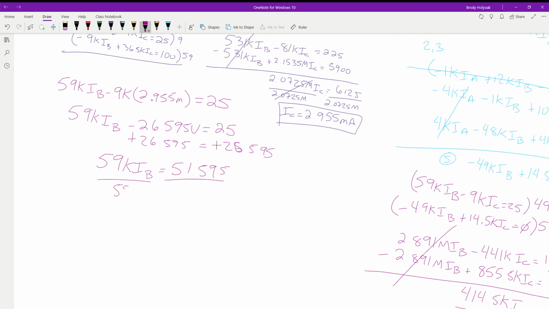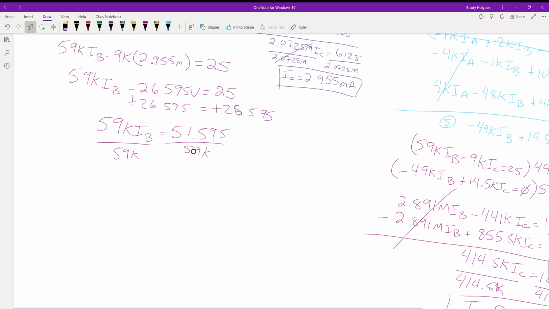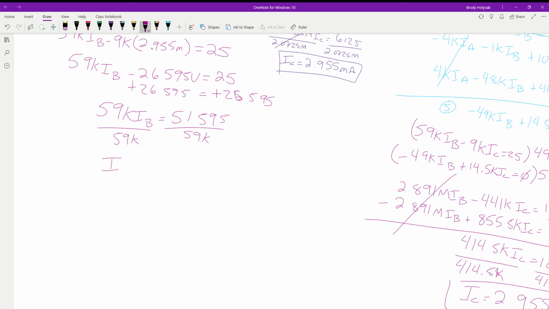Divide both sides by 59K. And again, we've got volts divided by resistance, which will give us current. IB comes out to be 874.492 microamps.